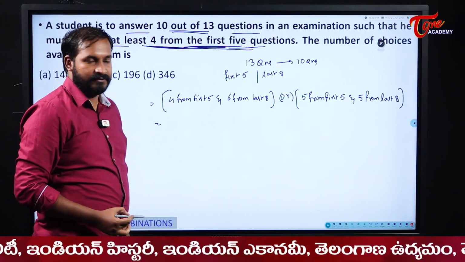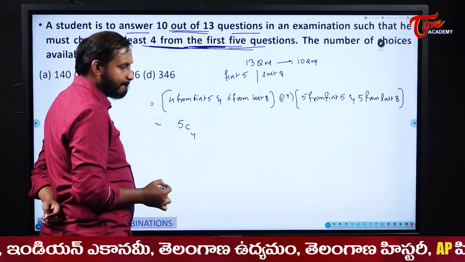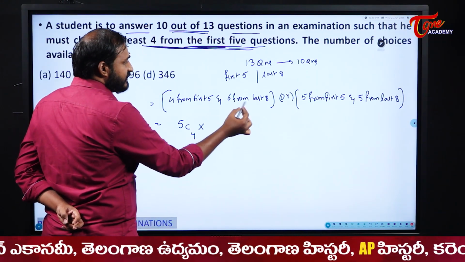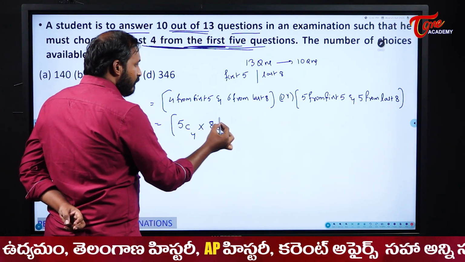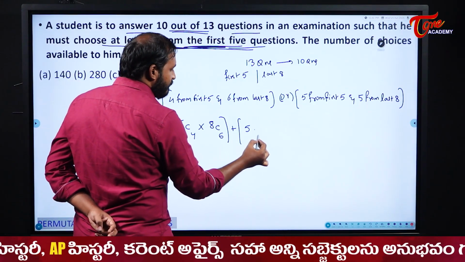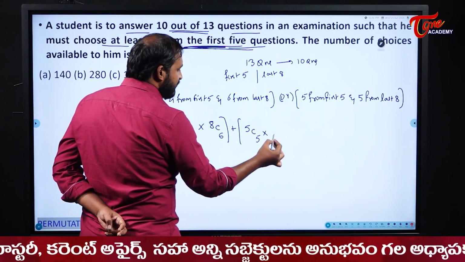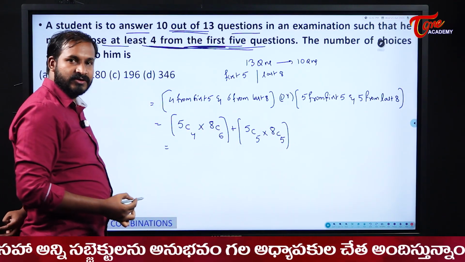4 from the first 5. That means in how many ways can you do it? 5C4, and 6 from the last 8, that means 8C6. Plus 5 from the first 5, 5C5, into 5 from the last 8, which means 8C5. What is 5C4, students?